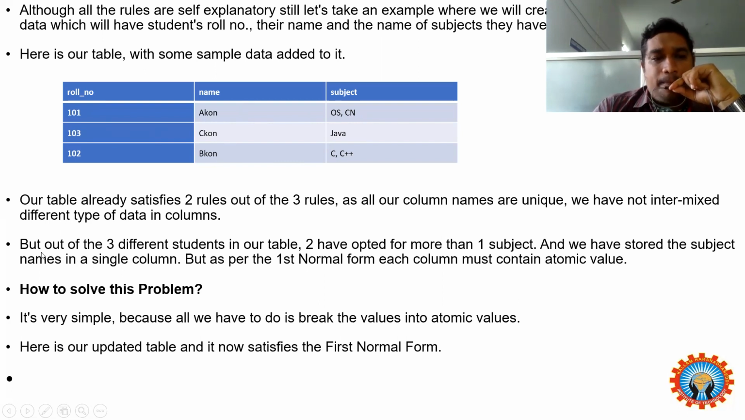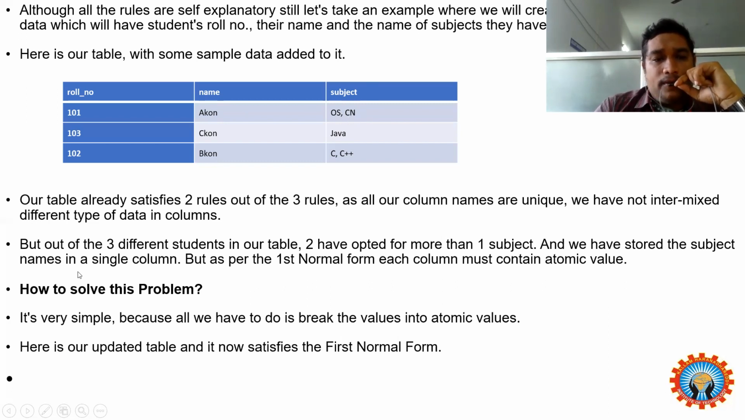Out of the three different students in our table, two have opted for more than one subject, and we have stored the subject names in a single column. But as per the first normal form, each column must contain atomic values. Each column should have a single value. This is an atomic value, this is two values. There should be no comma-separated values for a particular attribute.